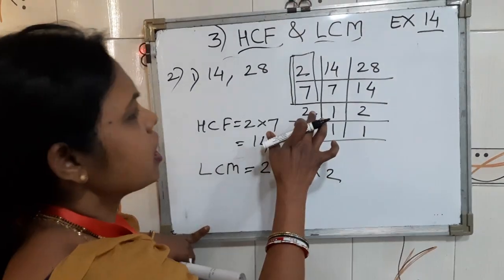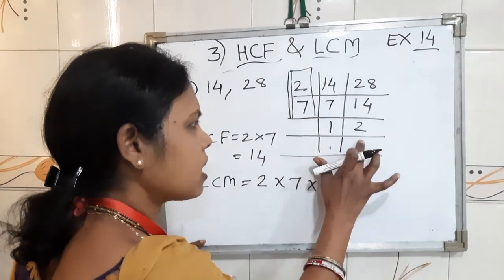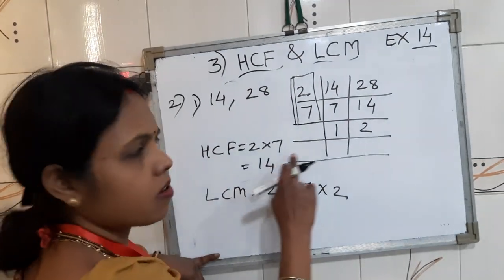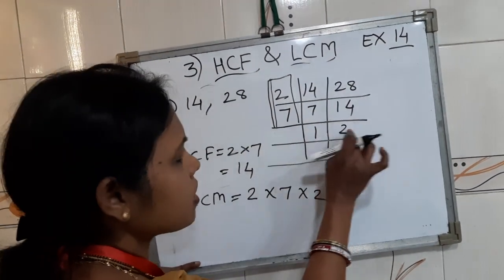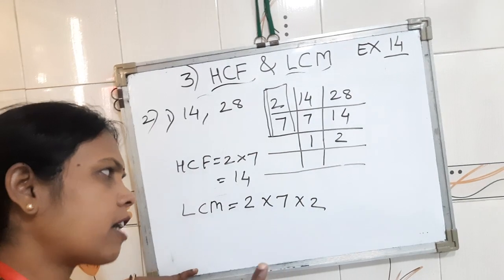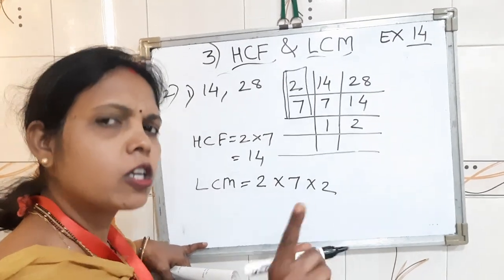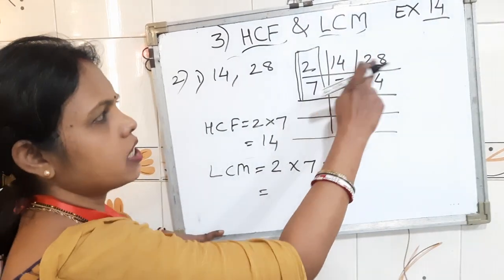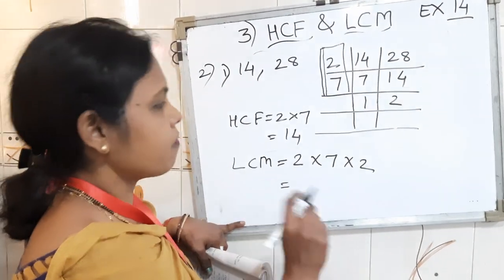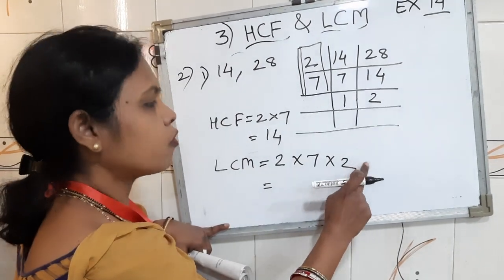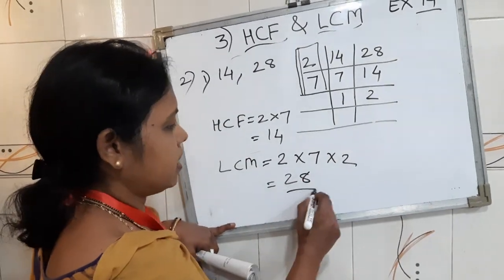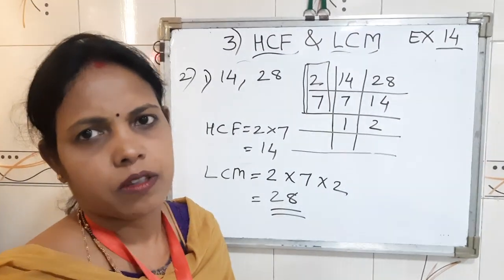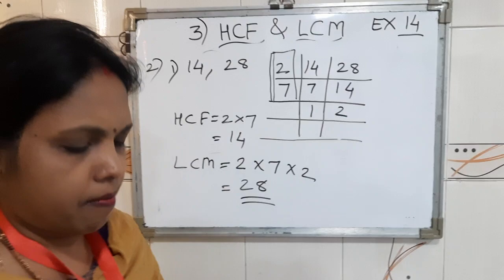If you want, you can keep it like this also. The common factor is the HCF, and with the common factor, whichever number remains, you also multiply that. That one will be your LCM. Therefore, for this question, 14 and 28, your LCM will be 2 2s are 4, 4 7s are 28. I hope you understood this question. We will do the next sum.